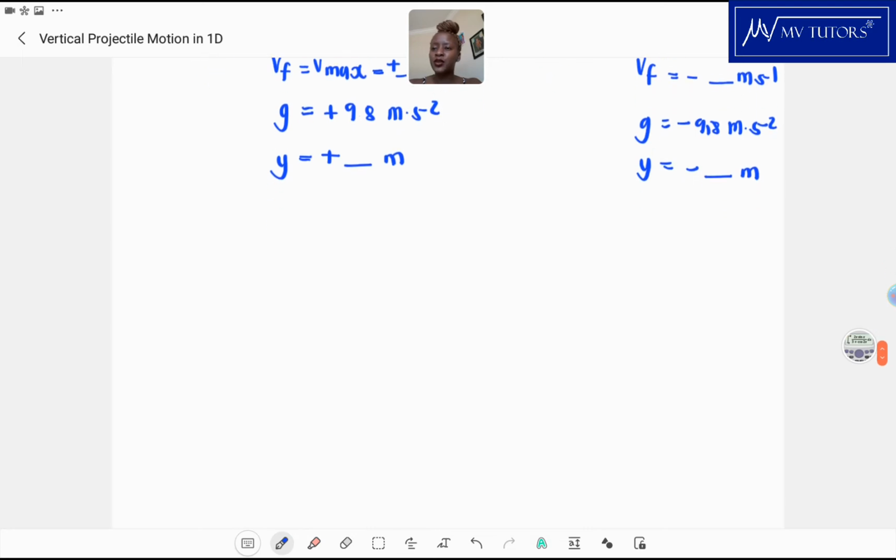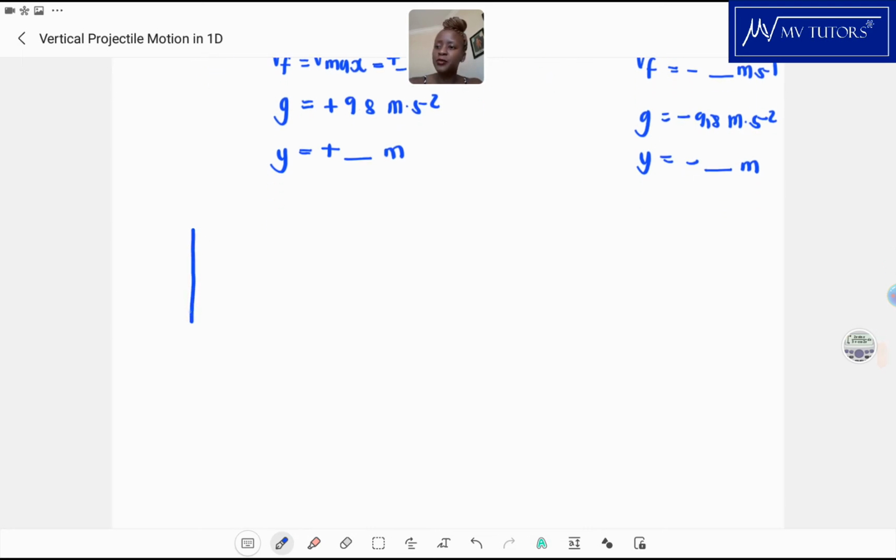Okay, now when it comes to your graphs, you have your position time graph or your displacement time graph. Okay, another thing, your displacement, velocity, and acceleration, they are vectors, so they have both magnitude and direction. Okay, so you should indicate it as such. Okay, so let me just do it like this. So a displacement time graph, okay, let me just start it again.